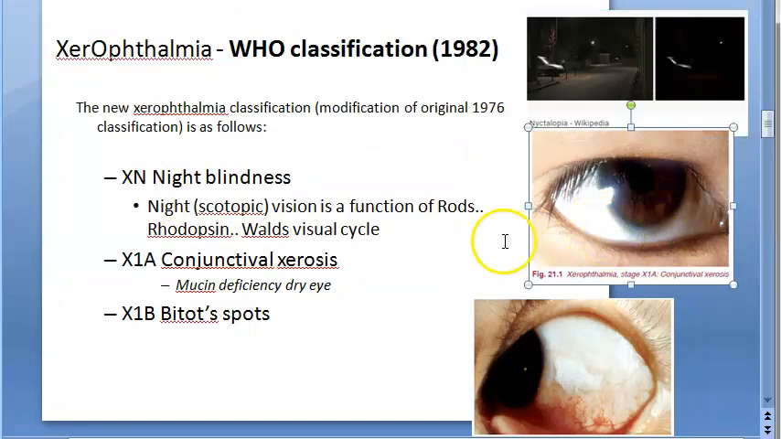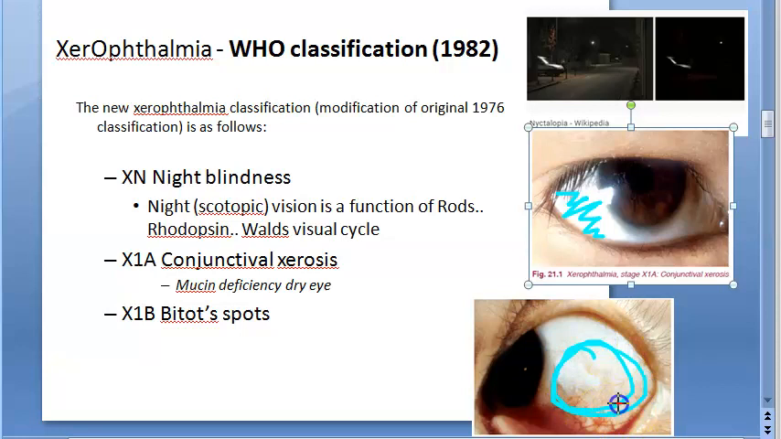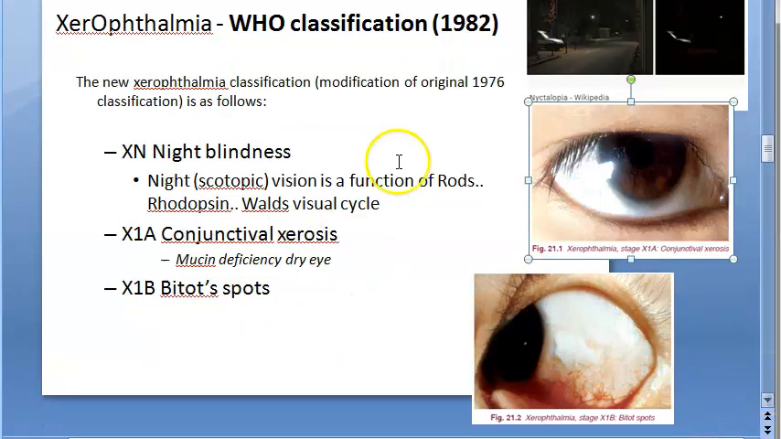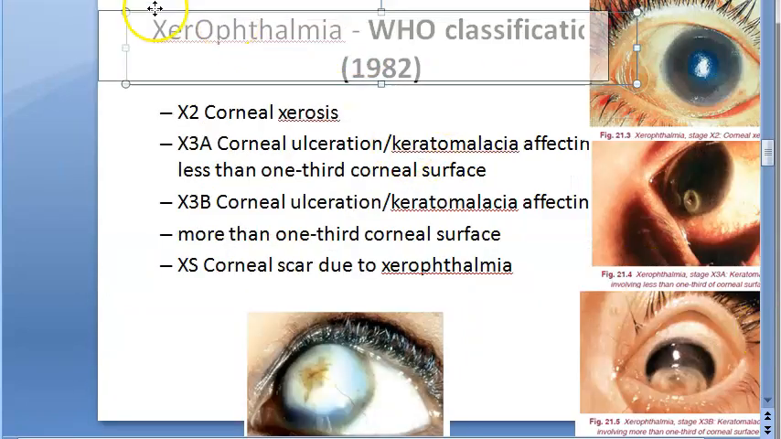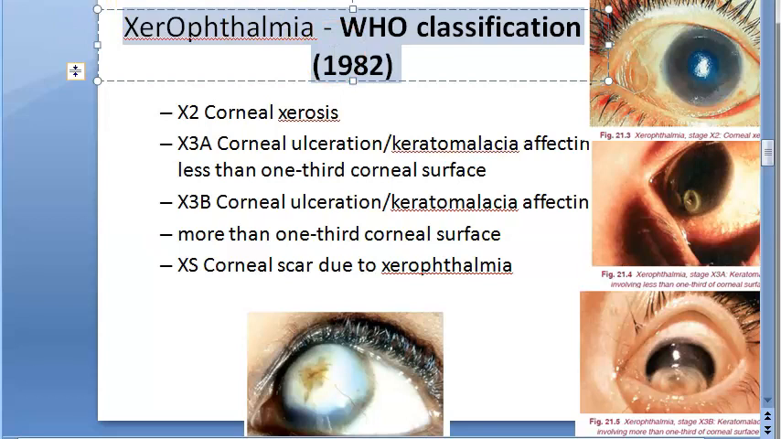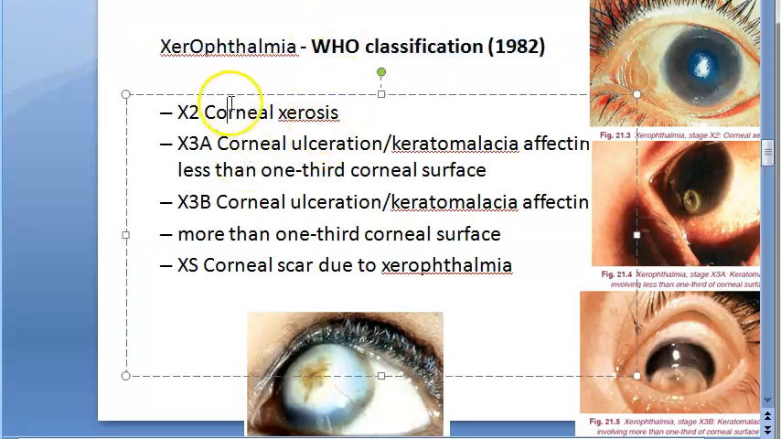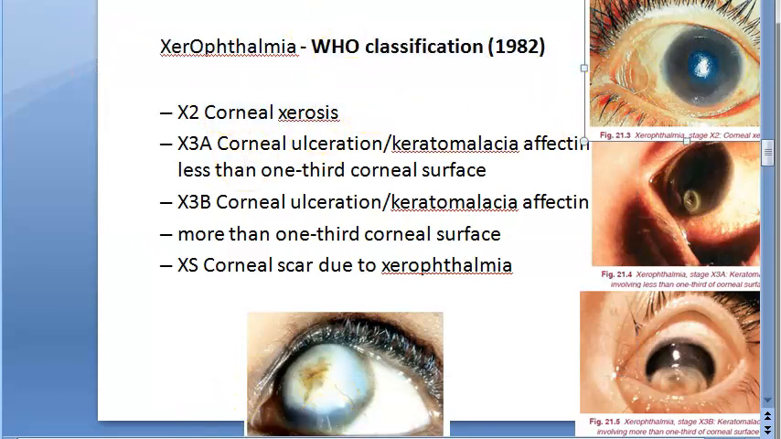Then they are talking about conjunctival xerosis. The conjunctiva gets dry. This is the bulbar conjunctiva getting dry. Then Bitot spots are there. See here on the conjunctiva, Bitot spots. So all these are manifestations. Then you have corneal manifestations under the WHO classification. Corneal problems will be corneal xerosis. You can see a dry cornea here. A dry cornea. Then corneal ulceration.